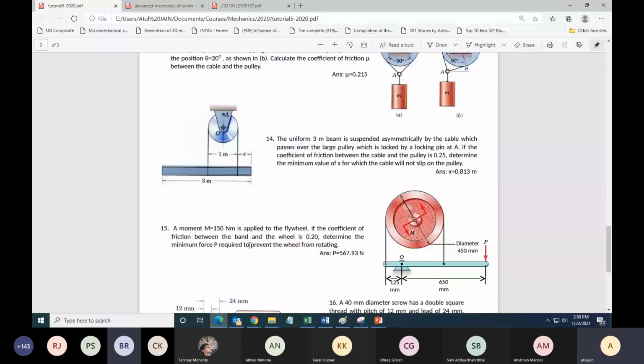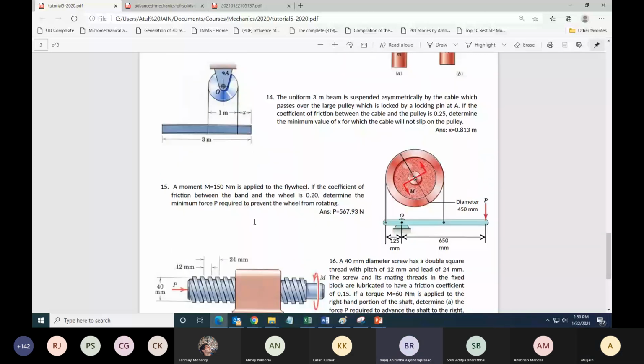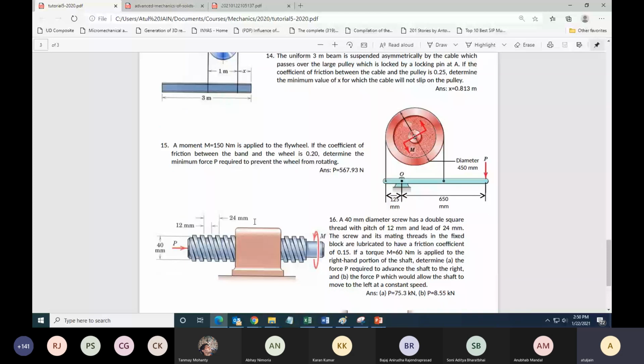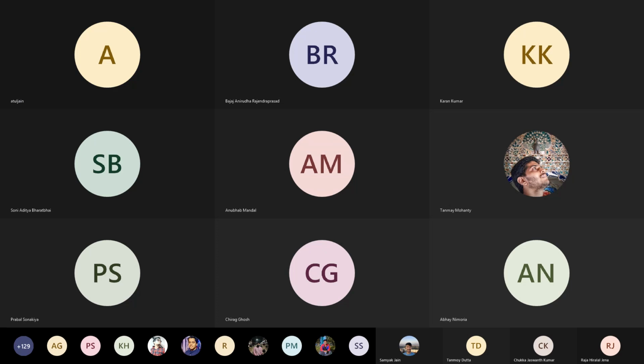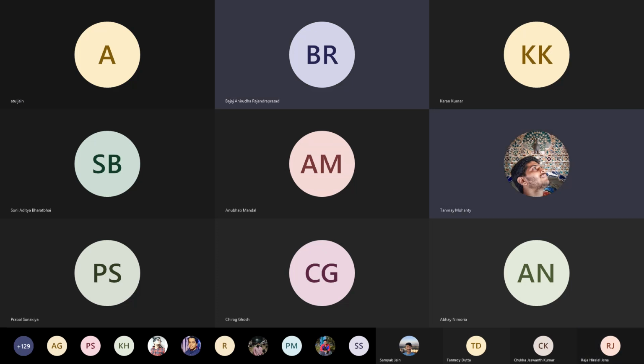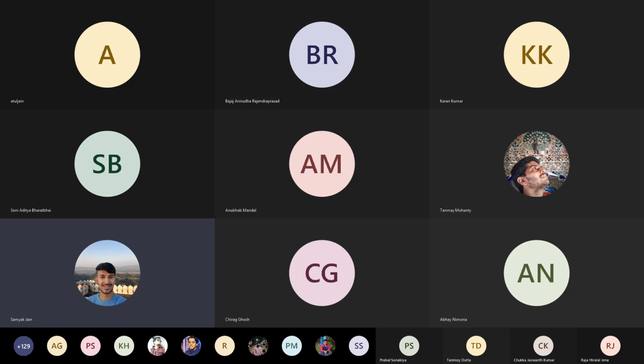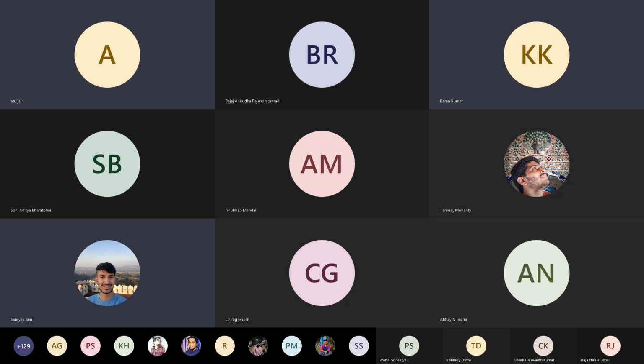Yes, sir. I have a doubt in 16. But wait, belt friction is complete for everybody. Everybody is comfortable with belt friction. I think of the different topics in friction, belt friction perhaps is the easiest. Pretty straightforward, and the calculations are also much easier.